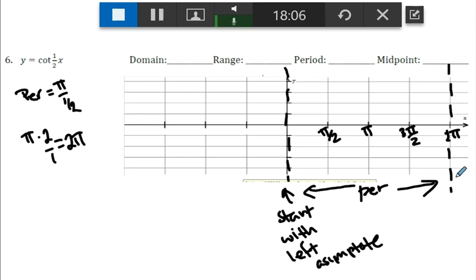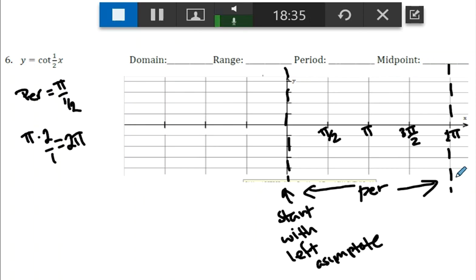Yep. Okay, so I started with my left asymptote at 0. That comes from the parent function because there is no shift left or right. Then, because my period is 2 pi, I had to make the right asymptote at 2 pi so that the distance between the asymptotes is 2 pi. And you got that from finding the period. Yeah. So when I found the period, I realized how long my graph had to be.